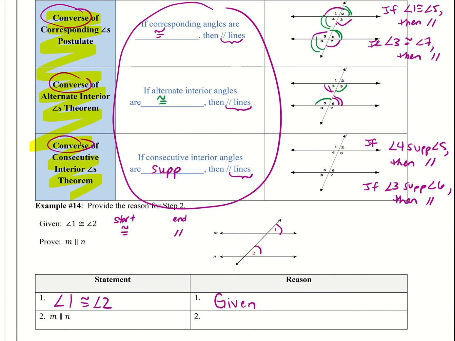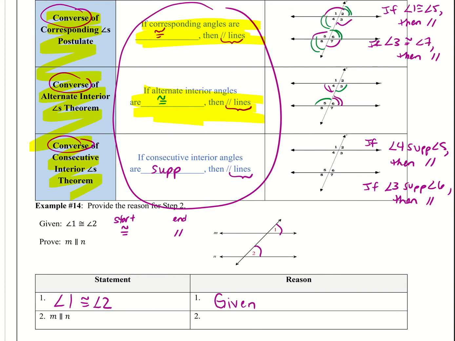They're congruent. I'm going to mark them to help me focus in. I can tell I need to be starting with something congruent and ending with something parallel. This means I'm either going to be using this first one or the second one. I'm not going to use the third one because it's not starting with congruent. So I'm not using that one right now. Okay, I might need it later.